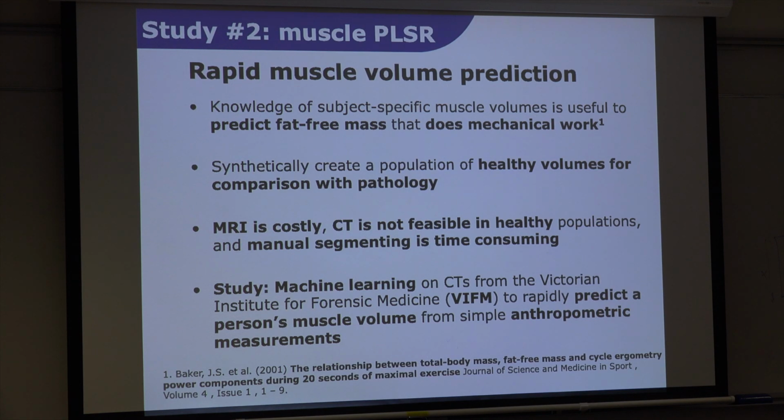We also did this because MRI is quite costly, CT is not always feasible in healthy populations, and come on, everyone knows manual segmenting is very time consuming and tedious. So we used machine learning on CTs from the VFM dataset once again, to rapidly predict a person's muscle volume based on anthropometric measurements.